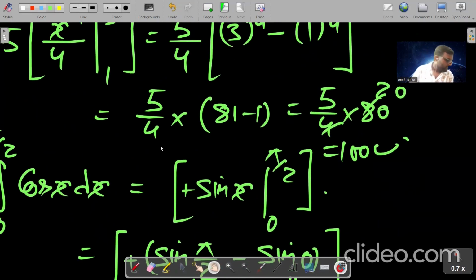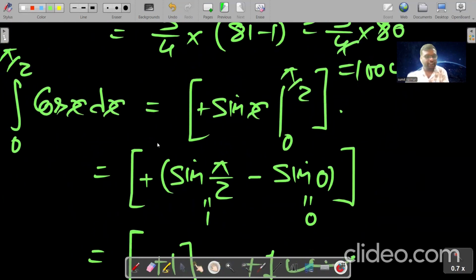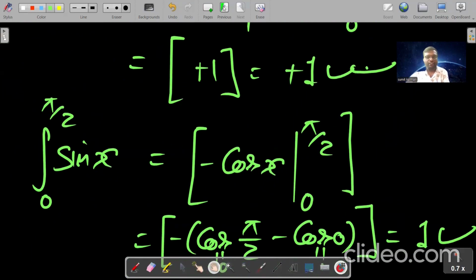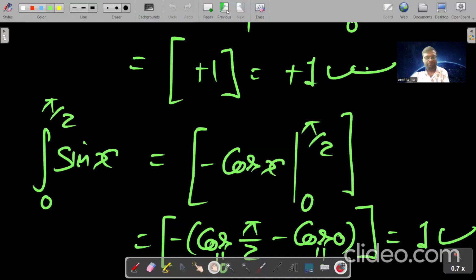So students, this was all about definite integral. Next, students, we will see application in physics. What is its application in physics?